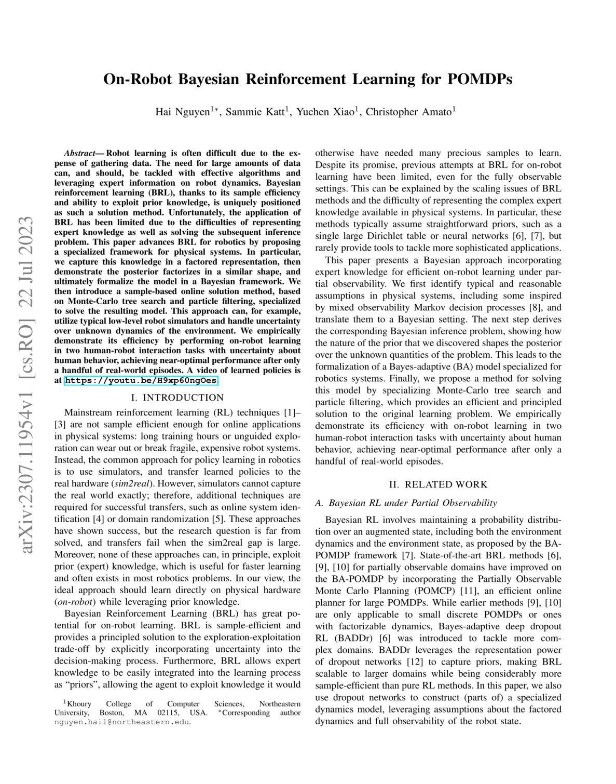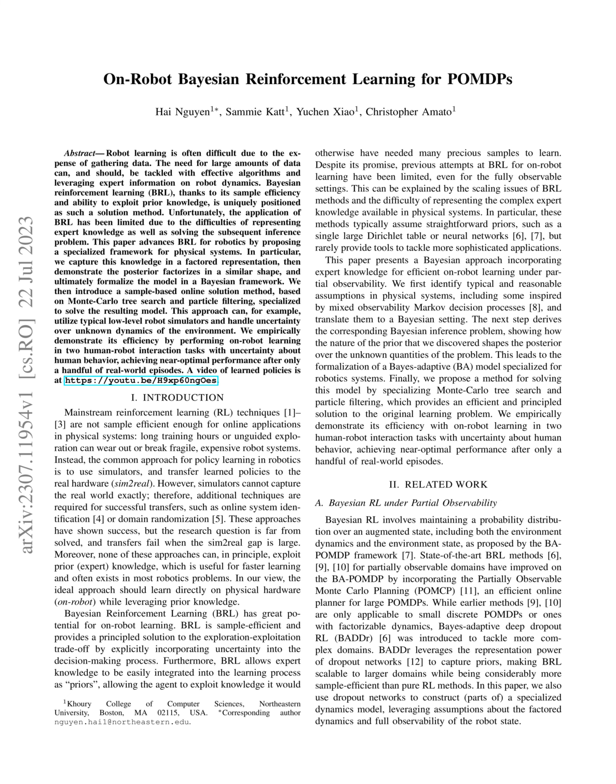Despite its promise, previous attempts at BRL for on-robot learning have been limited, even for the fully observable settings. This can be explained by the scaling issues of BRL methods and the difficulty of representing the complex expert knowledge available in physical systems. In particular, these methods typically assume straightforward priors, such as a single large Dirichlet table or neural networks, but rarely provide tools to tackle more sophisticated applications.